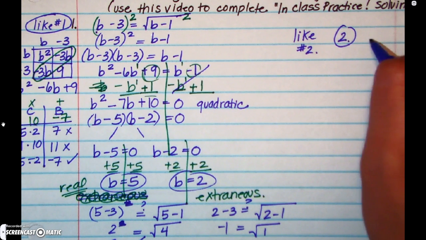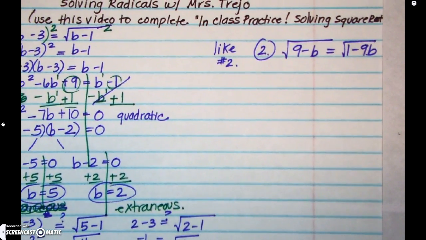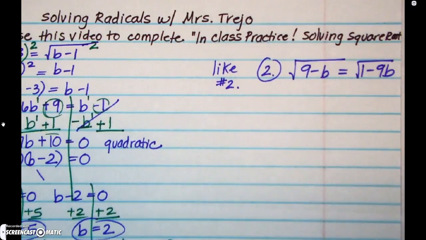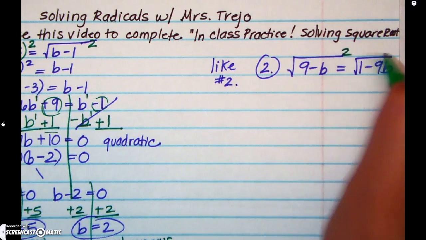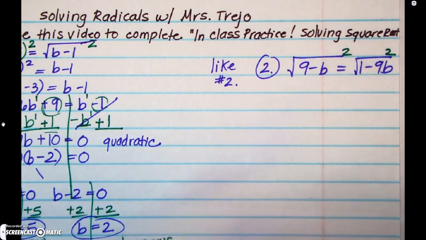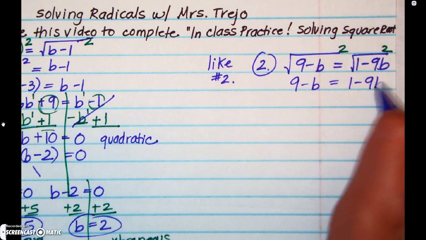Number 2, I'm going to come up with this problem. The square root of 9 minus b is equal to the square root of 1 minus 9b, and we're taking the square root of both sides. Okay, that's what we start off with. So what do we need to do first to get rid of the radical? You're going to square both sides, and you're left with 9 minus b is equal to 1 minus 9b.